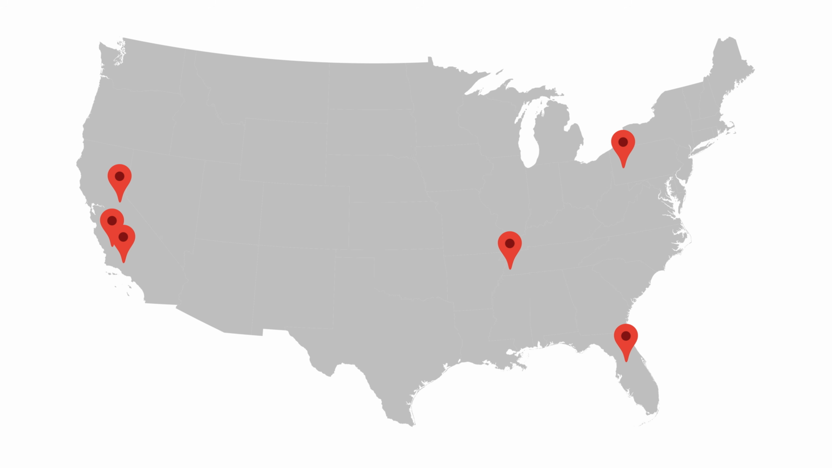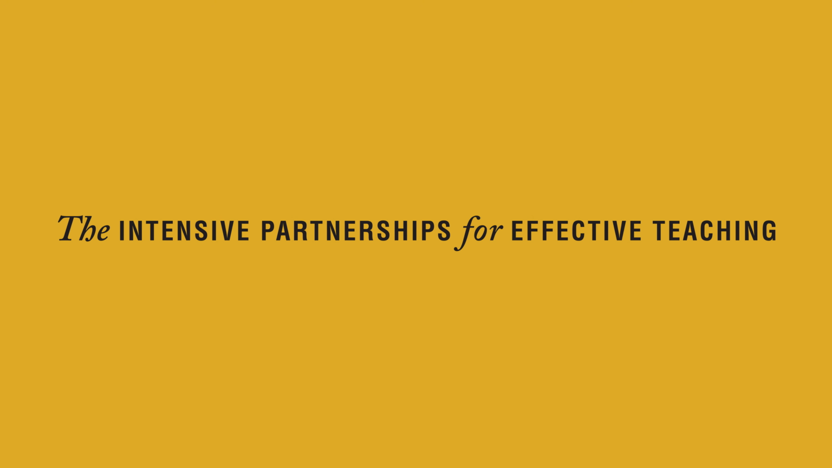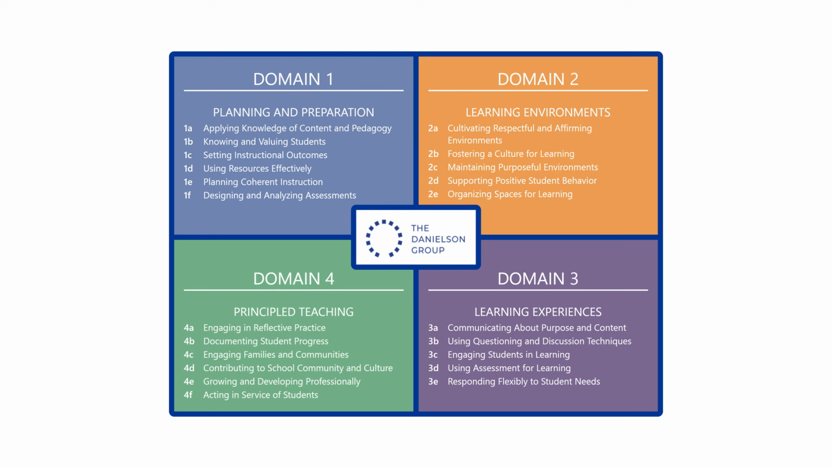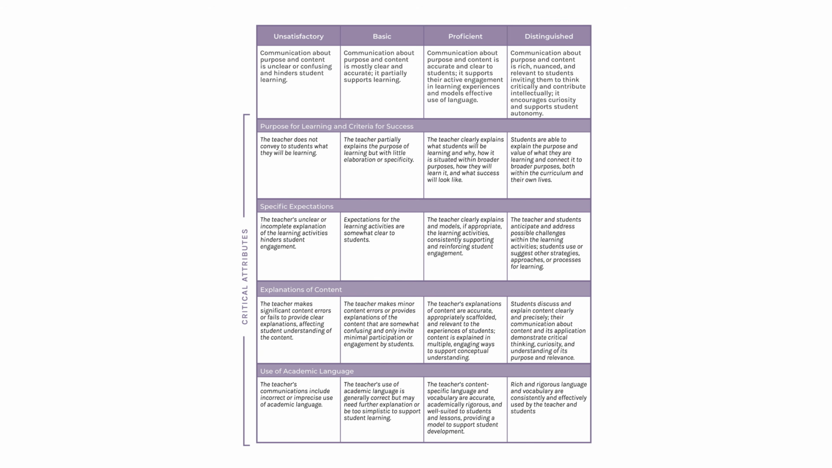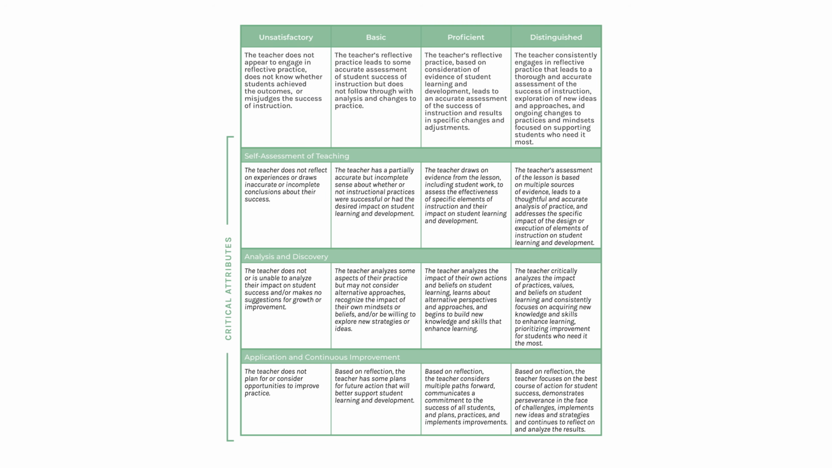Let me be more specific. Let's spend $1 billion testing teachers, and let's spend all of that money in these tiny areas. That's exactly what happened in 2009 with the Intensive Partnerships for Effective Teaching program. The program tested teachers in incredible detail using something called the Framework for Teaching, which contained 4 domains and 22 weighted indicators and dozens of attributes.